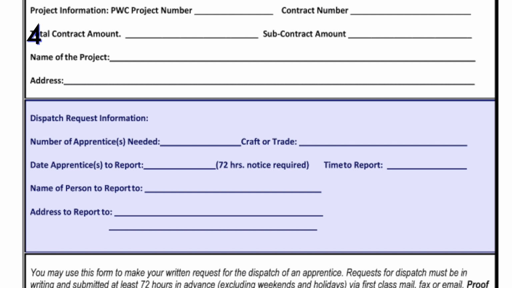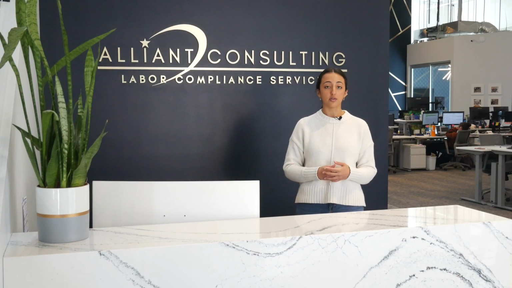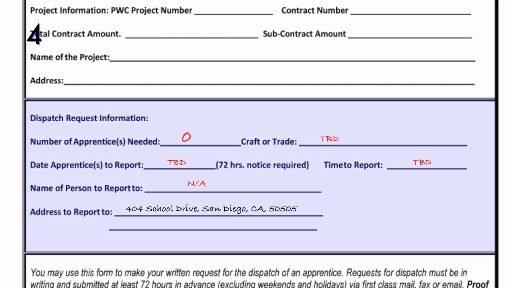Underneath the dispatch request information, you should input the number of apprentices needed, the craft or trade they will work under, the date and time they're expected to report, the name of the person they're to report to on site, and the address of the project. It's important to note that all information should be filled out accurately. If there are any zeros, TBDs, NAs, or blanks, the form again may be considered invalid.